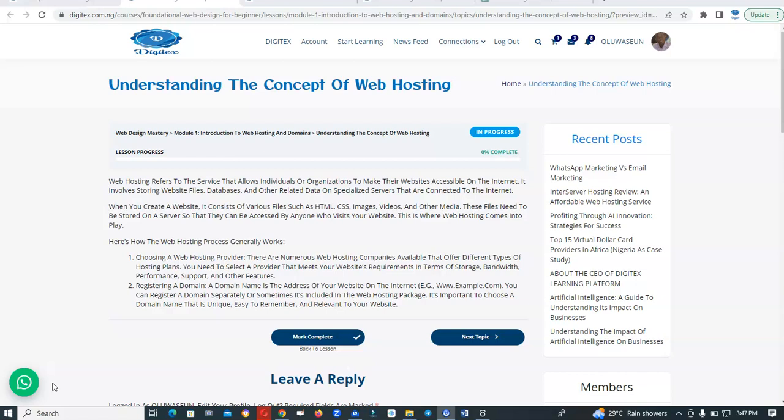It refers to a service that allows individual, organization, to make their websites accessible on the internet. The major difference between a shop and the internet, a shop is just in a location, and when people need you, they will come to your address to access what you have to offer. But the internet now is just in the internet. It's just up there. And when people type in your domain into their browser, they are able to access what you have inside your website.